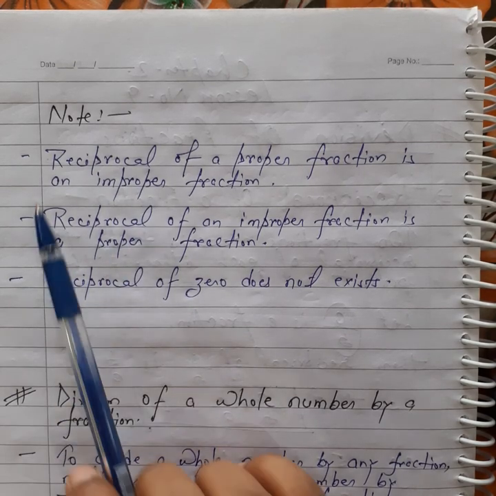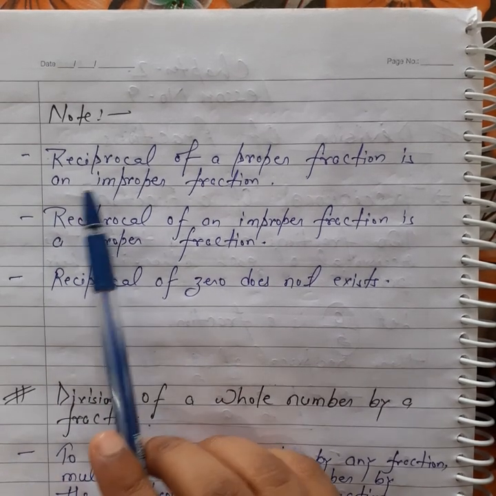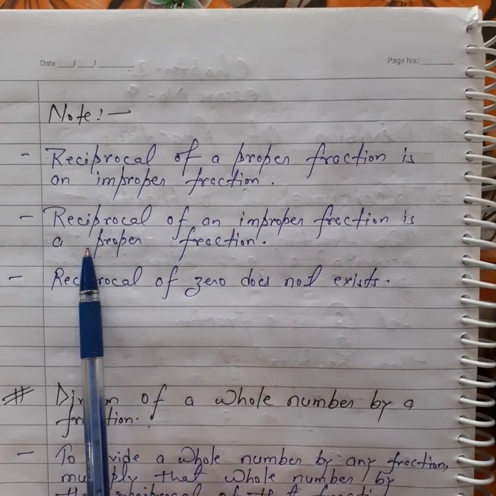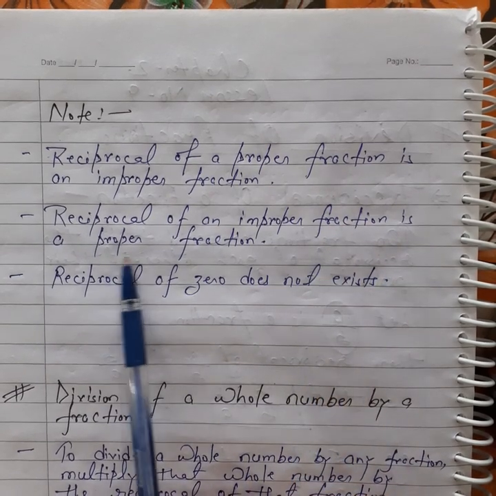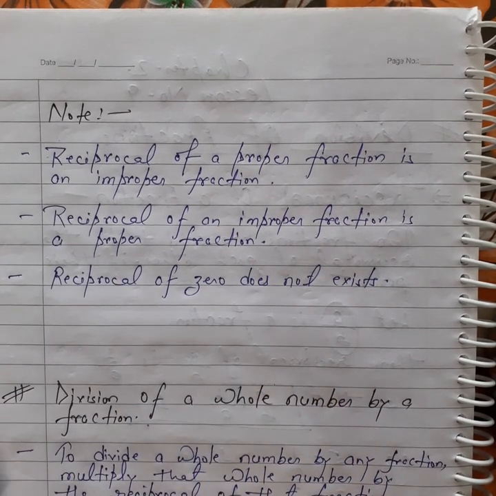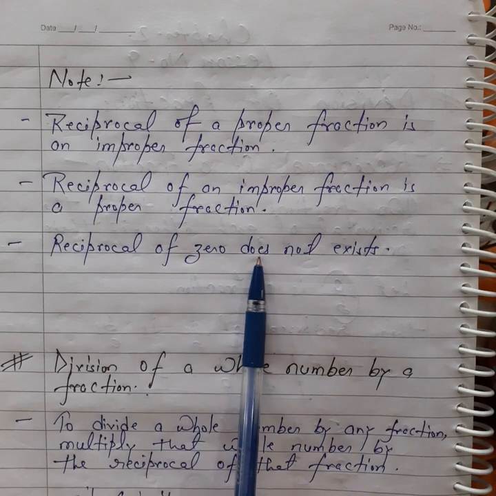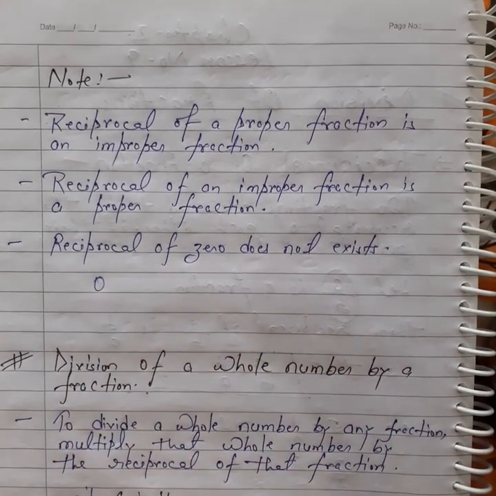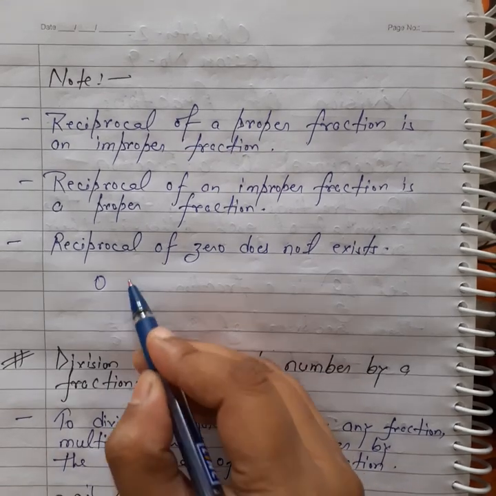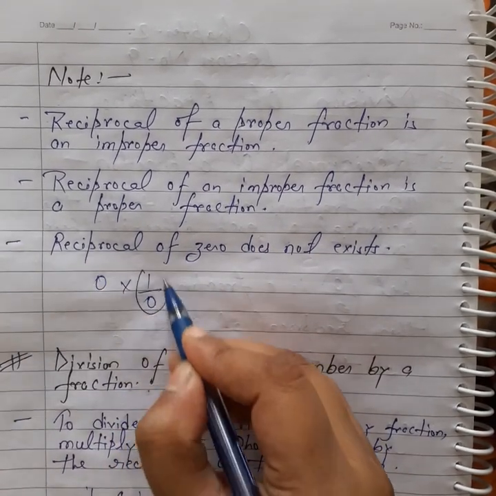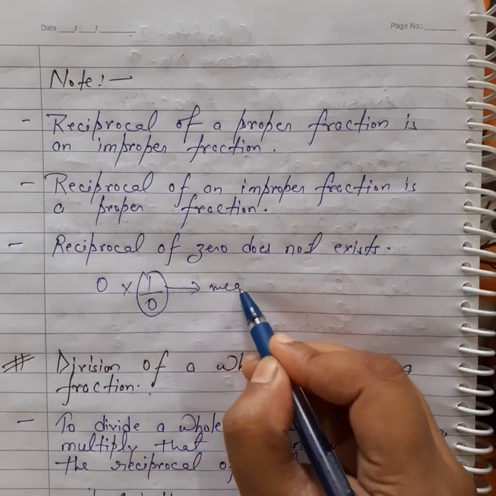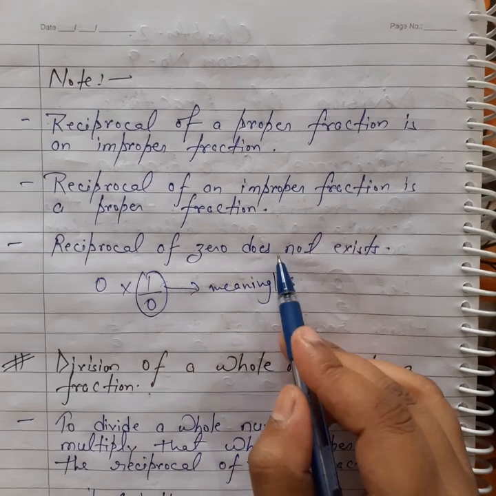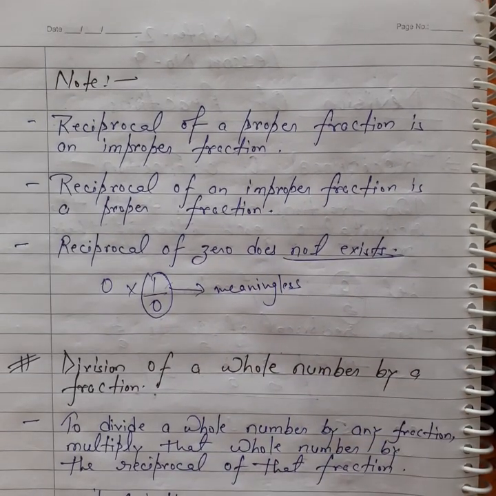Here are the notes that we discussed just now. The reciprocal of a proper fraction is an improper fraction and the reciprocal of an improper fraction is a proper fraction. And lastly, the reciprocal of 0 doesn't exist. What is the reciprocal of 0? It is 1 by 0, and this number is meaningless. So it does not exist.